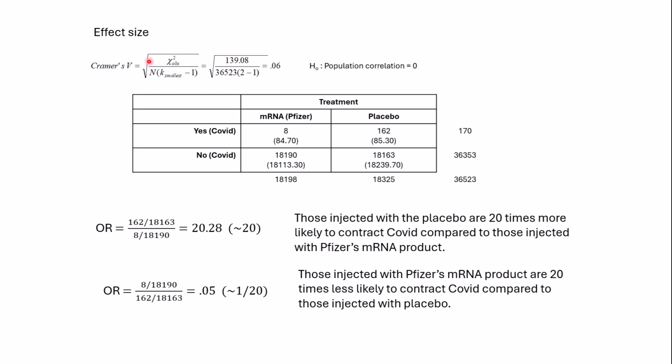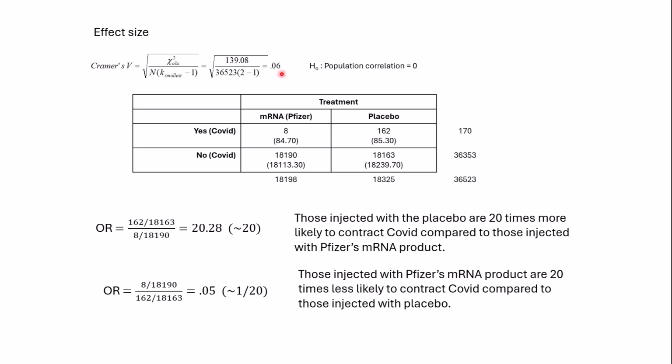Formula is pretty straightforward. Chi-square observed divided by n times k smallest minus 1. K smallest is the smaller of the number of rows or the number of columns. And here I've got 2 rows and 2 columns, so 2 or 2, it doesn't matter. So you can see the 2 then minus 1. And here's the chi-square, and then here is the total sample size, 36,523. Got it from right here. So plug and chug, and you get 0.06.